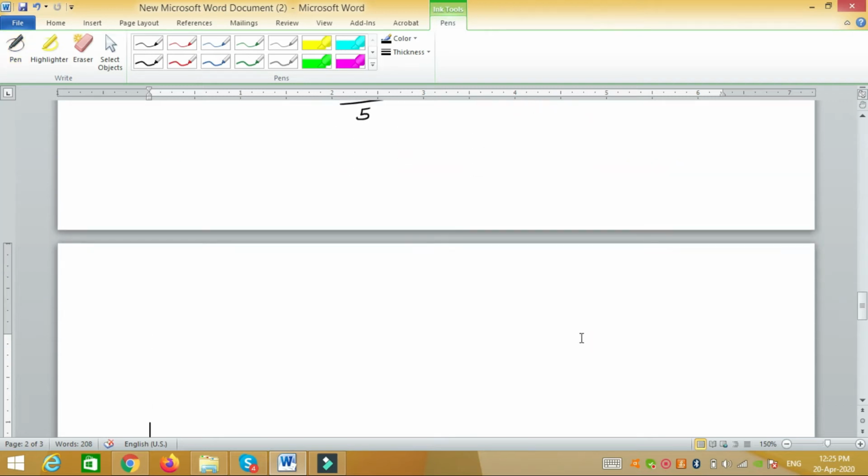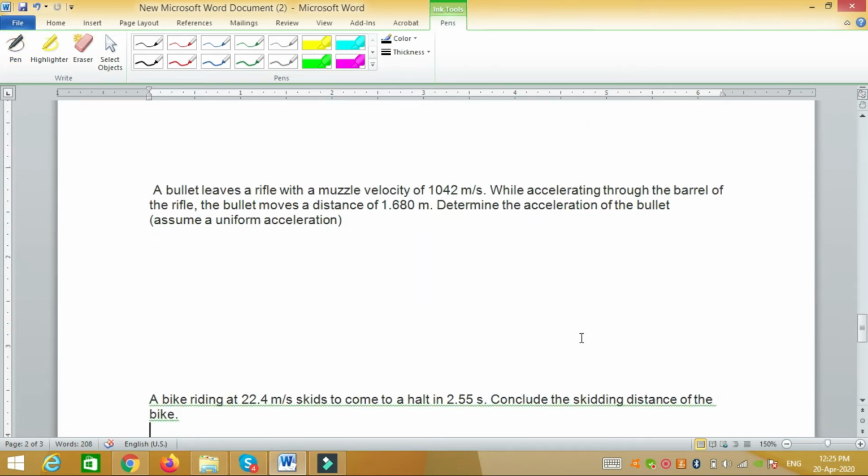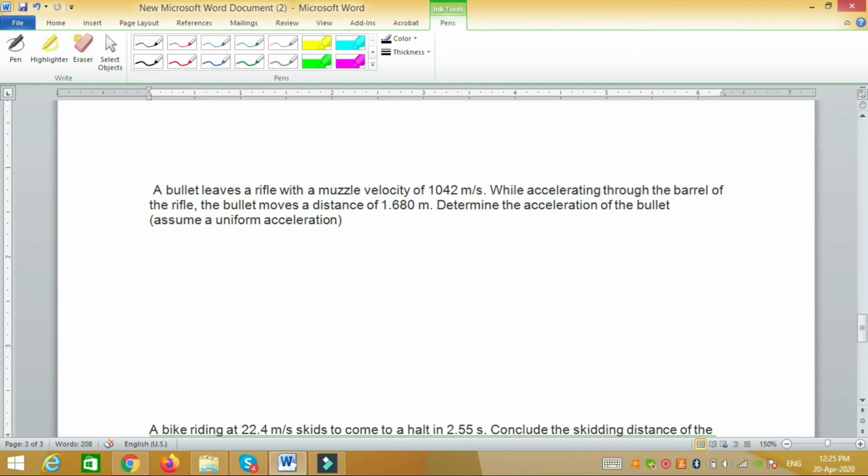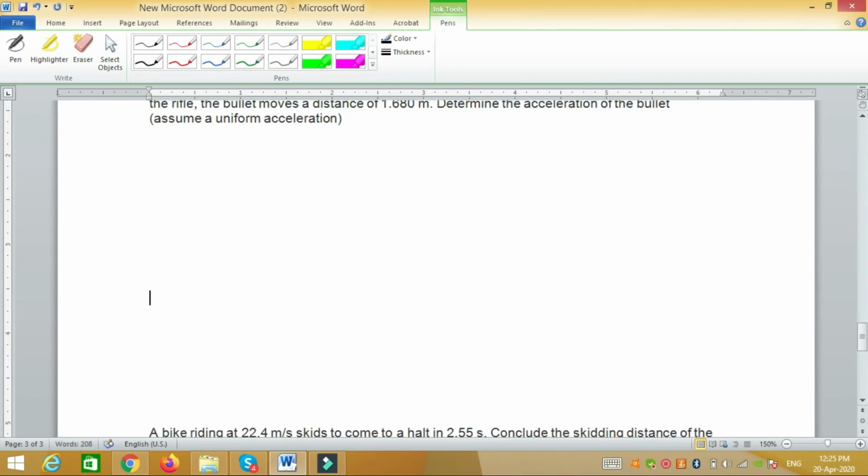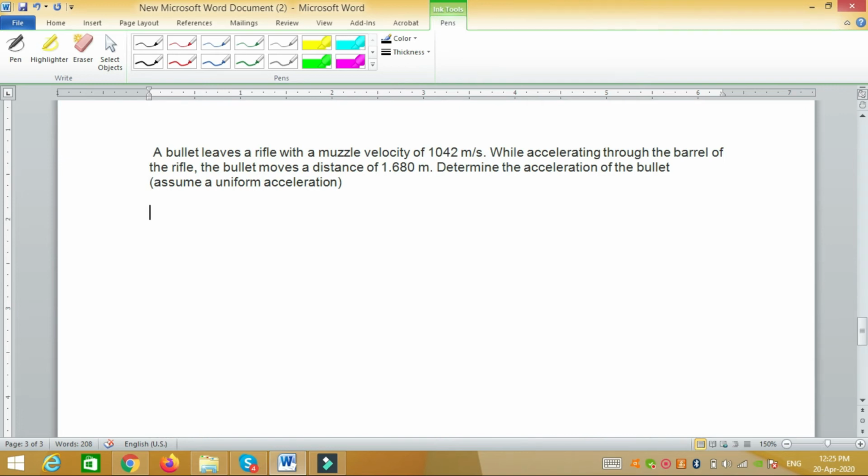Right. So now the next question is again a very important question. We'll discuss this. The bullet leaves a rifle with a muzzle velocity of 1024. This is the velocity given to you, 1042 meter per second. While accelerating in the barrel of the rifle, the bullet moves a distance. The distance it moves is 1.680 meter. Be careful about the units. Till now it is okay.